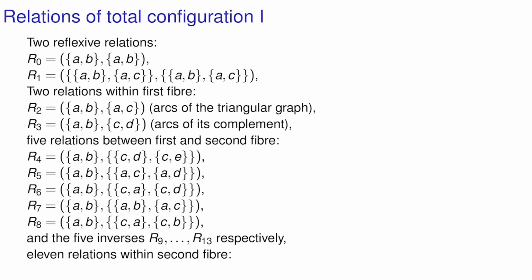So, as I explained generally, the rank is 25. So, there are two kinds of relations. There are relations within the first fiber. There are relations between the first and second fiber.